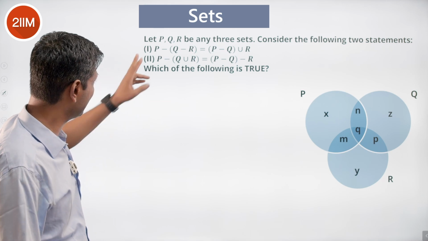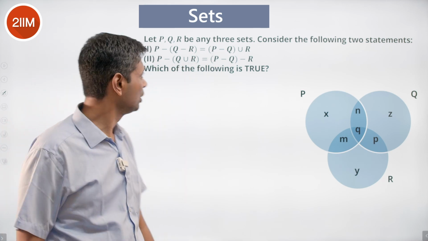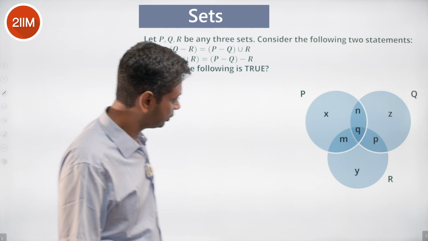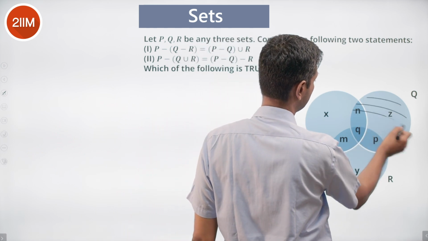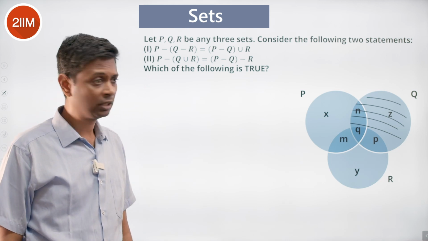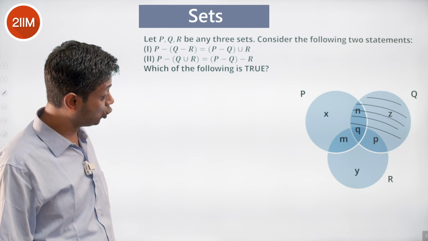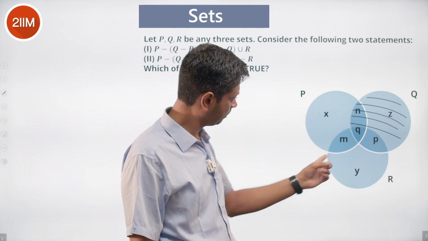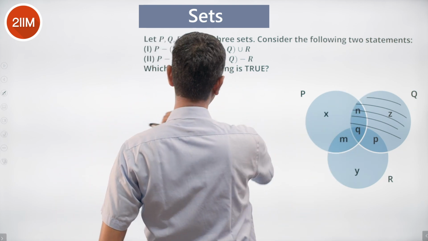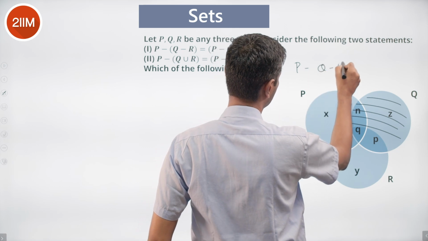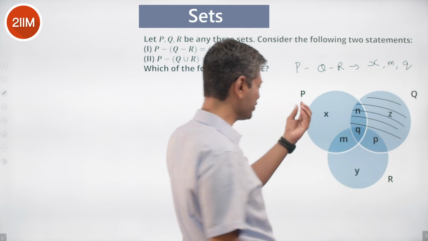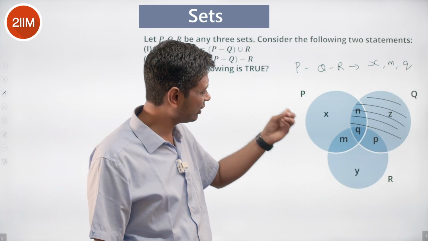P minus (Q minus R) is equal to (P minus Q) union R. Right? So P minus (Q minus R). Q minus R is elements in Q but not in R. So if you look at this, elements in Q but not in R is basically this. P minus this, elements in P but not in Q minus R. Not in this. So this P minus (Q minus R) is the set of elements in X, M, Q. Just regions X, M and Q. There could be a bunch of elements in X, bunch of elements in M, bunch of elements in Q.